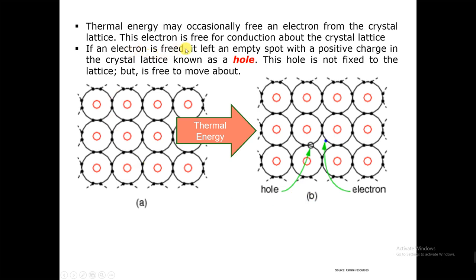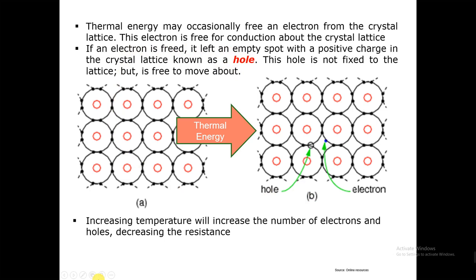If an electron is freed, it leaves a hole, as I already told you. Increasing the temperature will increase the number of electrons. So what we are finding for this silicon material is that increasing temperature will increase the number of electrons and holes, decreasing the resistance. Did you get it?